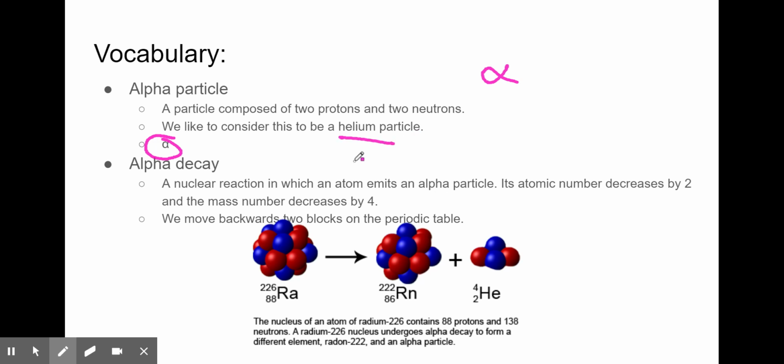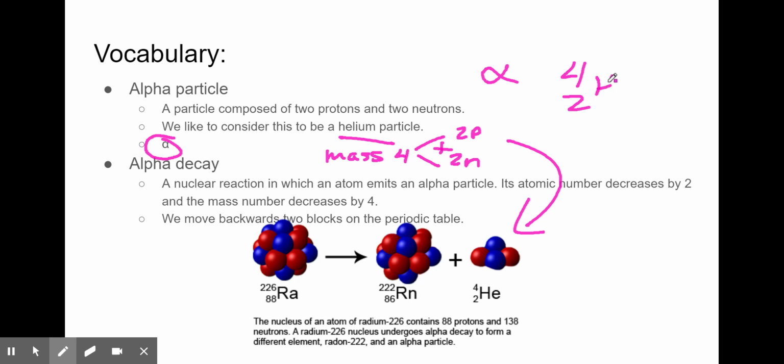Since it's a helium particle, we know the mass of helium is going to be 4. That means I have 2 protons and 2 neutrons, because remember, the mass comes from the addition of the protons and the neutrons. You can see right down here how we represent an alpha particle when we have a reaction in front of us. We can do one of 2 things. We can list the alpha symbol, or we can show a helium particle.